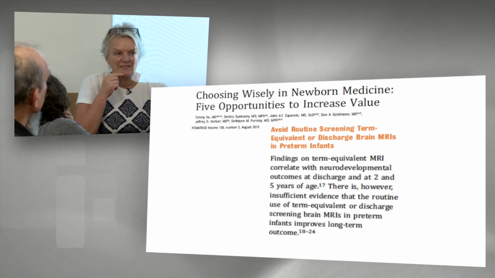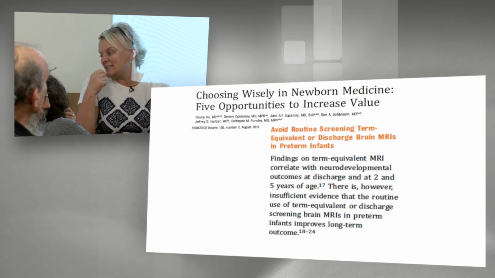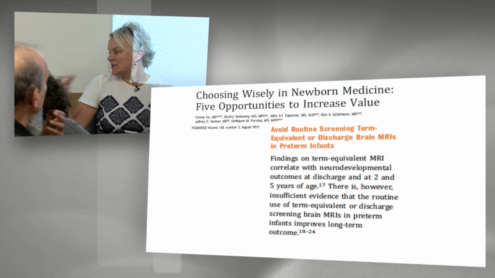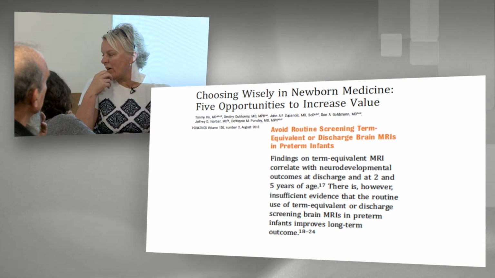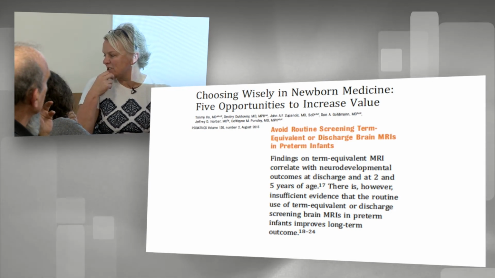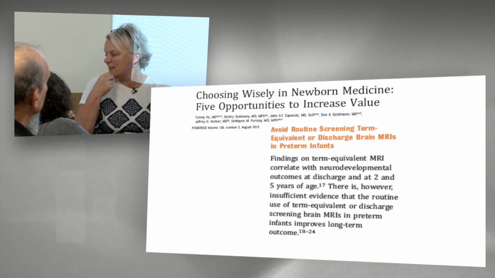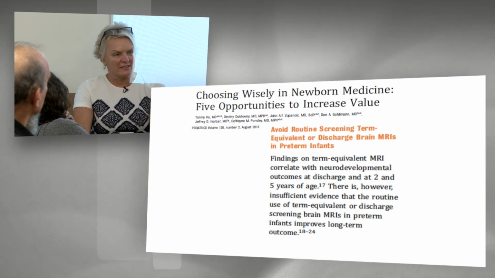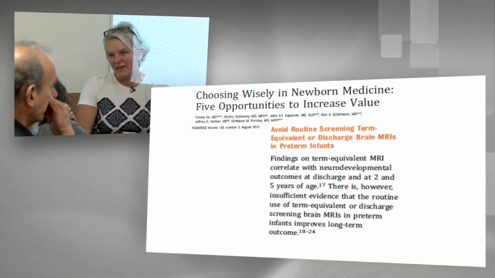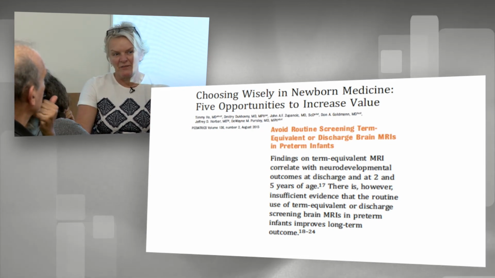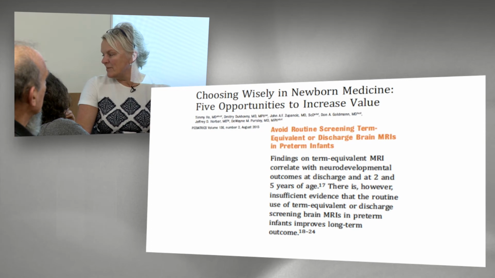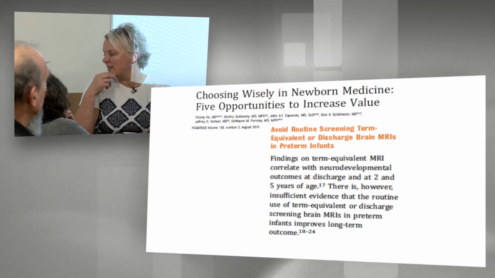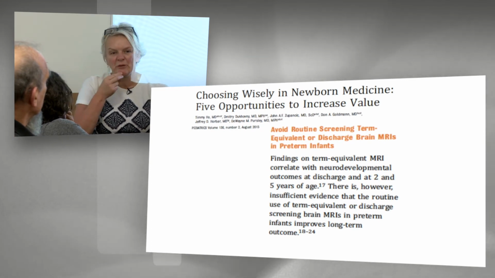And they did clearly say findings on term equivalent MRI correlate with neurodevelopmental outcomes at discharge and at 2 and at 5 years. They forgot to say that nothing else we have does, that it is the only thing that we do that actually predicts outcome. And then they said there's insufficient evidence that it improves long-term outcome.